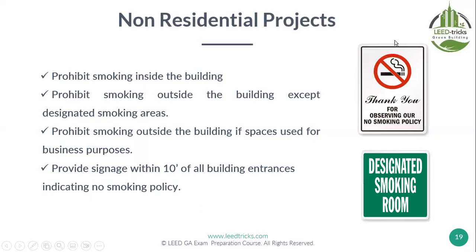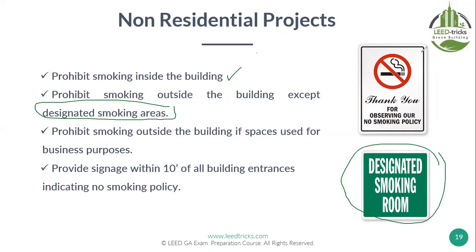For non-residential buildings, what are the requirements? Then for residential buildings, what are the requirements? Okay, so you need to know every word here. It always comes in the exams, of course. Non-residential building: prohibit smoking inside the building. There is no smoking inside any public building. Prohibit smoking outside the building except in designated smoking areas. What is a designated smoking area? Like a smoking room or smoking shelter.